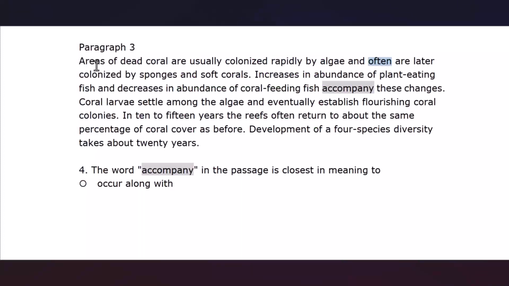In the previous example here, we have often. We can equally say that areas of dead coral are later colonized for 70% of the time by sponges and soft corals. You see, instead of often, we used 70% of the time. They are equal.